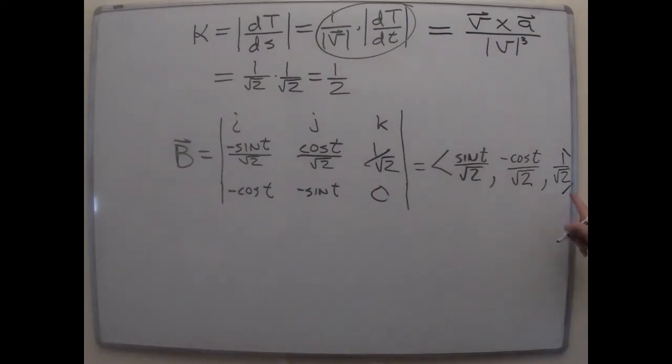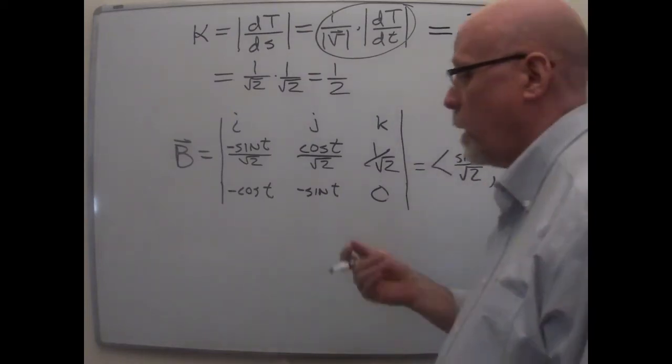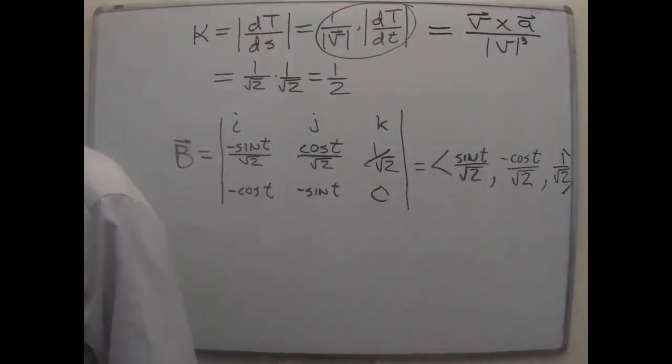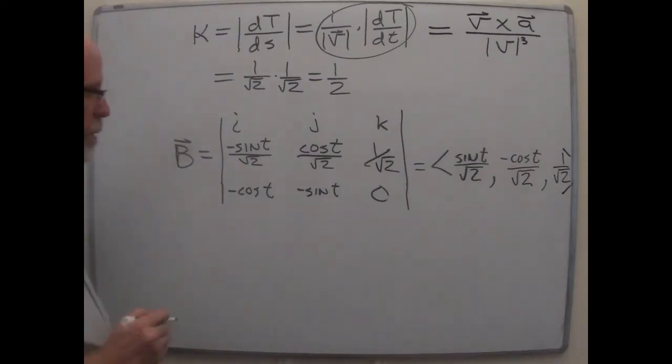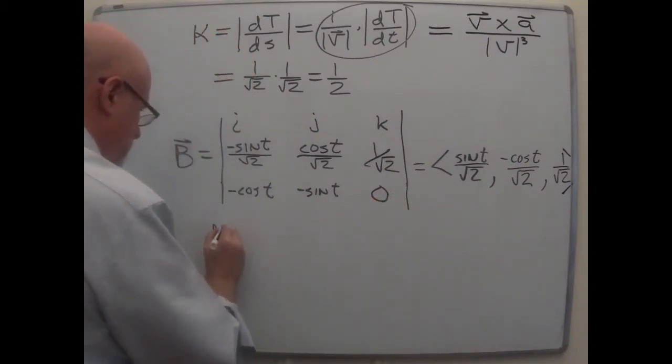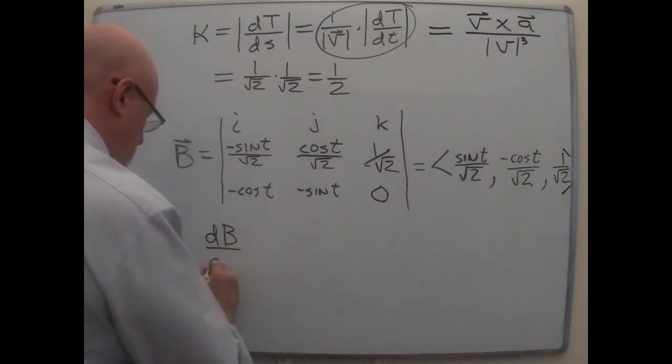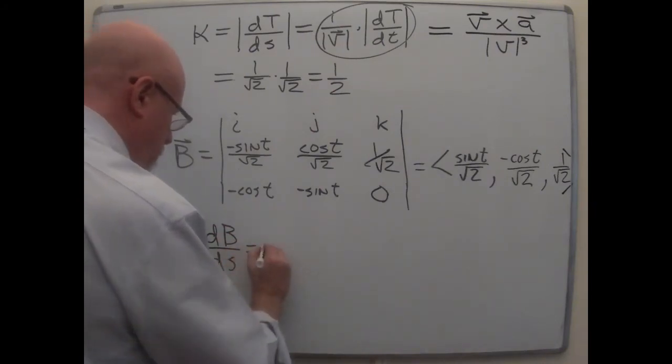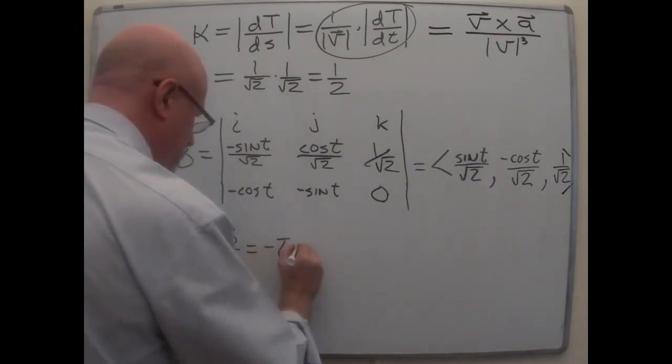You could, if you would like, check that this vector is actually orthogonal to the other two. It certainly should be. You could do that with a dot product, for instance. So remember the way to get the torsion. It comes from taking dB/ds and seeing it as a multiple, negative tau times N.